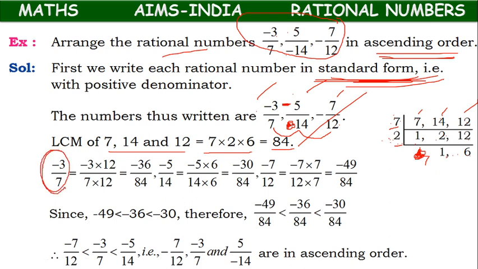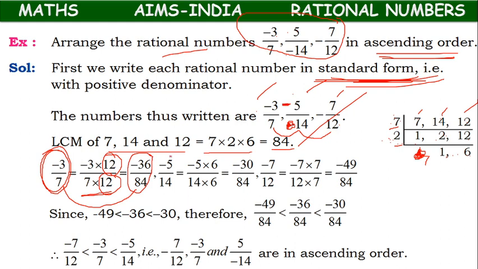Now minus 3 by 7 is there. First rational number, minus 3 by 7. The denominator to be 84 means we have to multiply with 12. Both the numerator and denominator to be multiplied with 12. So minus 36 by 84 we got.